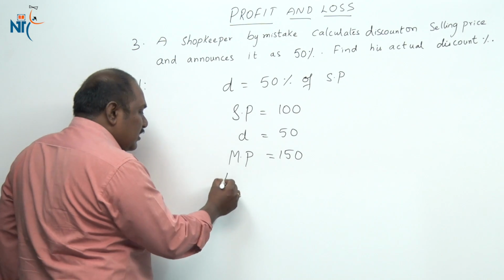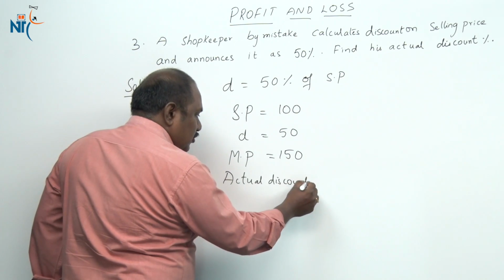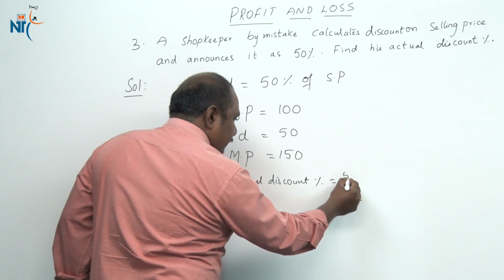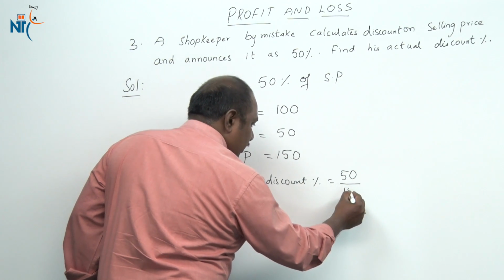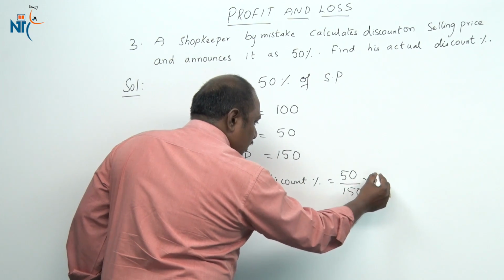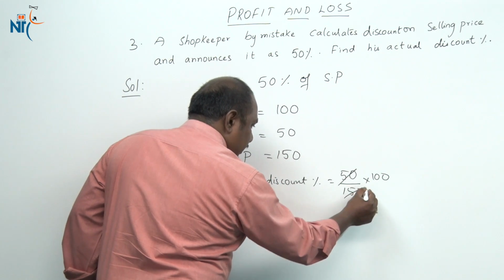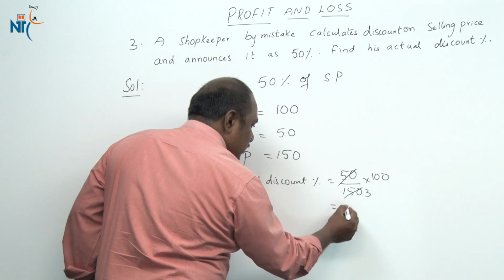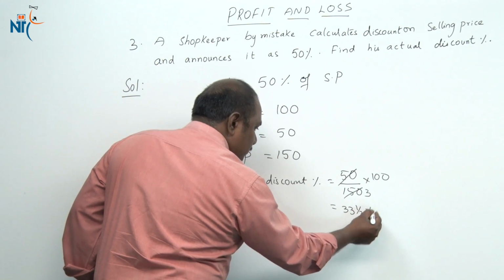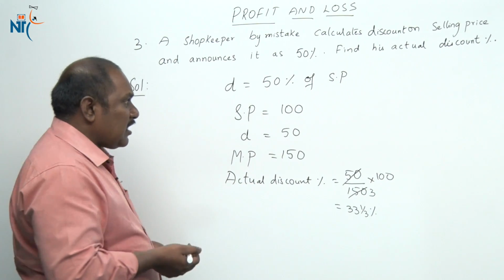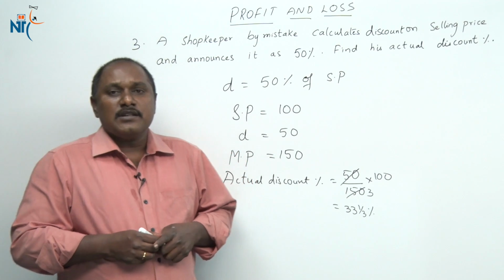So, his actual discount percentage would be discount 50 by marked price 150 into 100. Now, 50 by 150 is 1/3, and 1/3 of 100 is 100 by 3, which is 33 1/3%. Now, this is how we can answer these questions in a simple way.